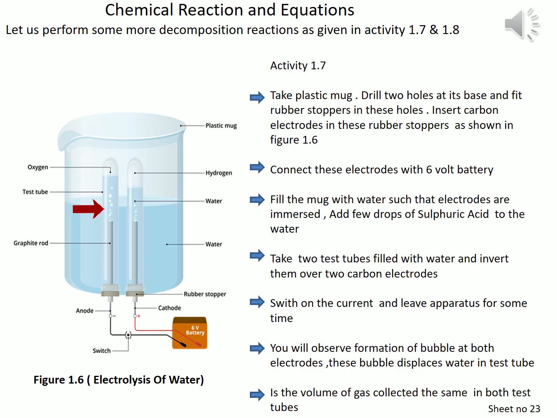You will observe formation of bubbles at both electrodes. These bubbles displace water in the test tube. Now let us observe this carefully. Can you see this bubble, white color bubble? These bubbles are formed during the chemical reaction, and these bubbles replace the water. Have you understood what exactly happens? These bubbles are formed and they are taking the place of water at the top. Is the volume of gas collected the same in both test tubes? We'll check.